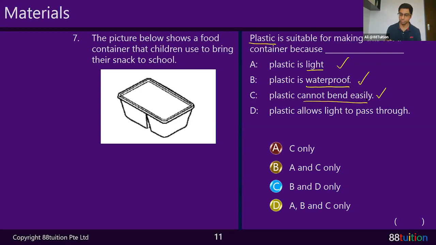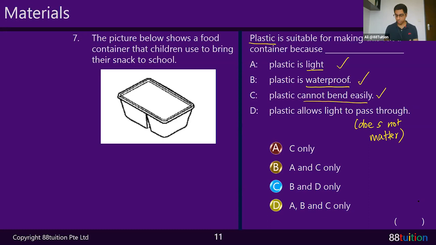Last one, plastic allows light to pass through. Yes and no. Some plastic allows, some plastic doesn't allow. Some of you bring plastic containers that are transparent. Some of you bring plastic containers that are opaque. But does it matter? It does not matter when making it. Unless you are the type who, oh, I really want to see what food is inside. But you are the one who packed it. You already know what's inside. Okay, it does not matter. So anyway, there's no A, B, C, D altogether. So it does not matter in making the food container. So only the first three are very important. The last one, not really important. Whether it's transparent or not transparent, it doesn't affect the use of a plastic container.